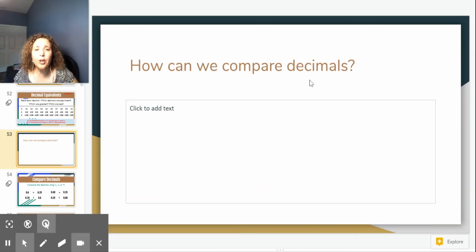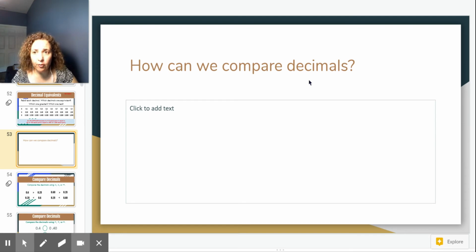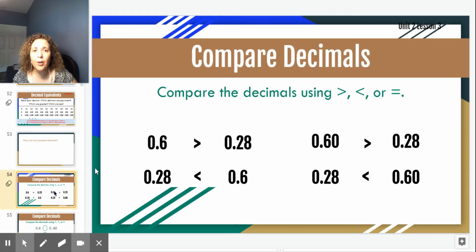All right, so now that we know equivalent decimals, and that it doesn't matter how many zeros I add at the end after the number, that's going to help us, because then we can find equal decimals. So how else can we compare decimals? Greater than and less than, right? Or greater than and less than signs. So let's look at some of these. How are we going to compare these? Which ones are greater, less than, or equal?